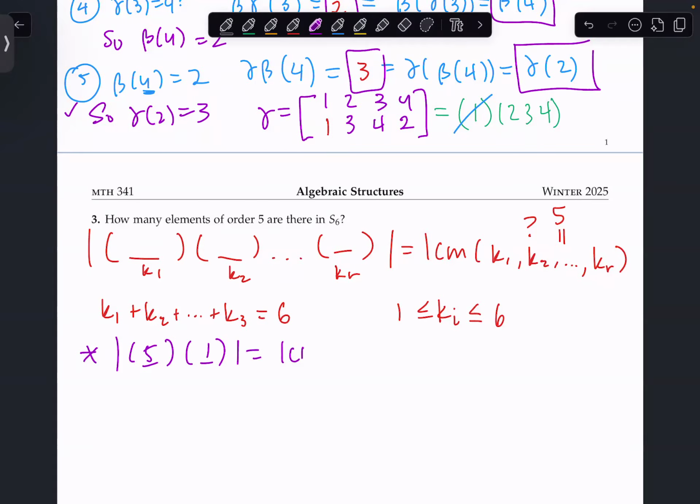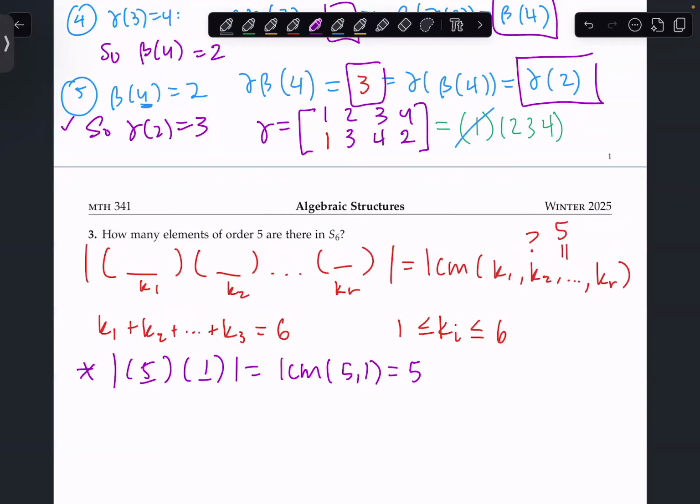For this, the LCM of 5 and 1 is 5. As soon as 1 shows up here, the least common multiple has to be the other number. And my 5 and 1 do actually add up to 6, so both things are true. Are there any other structure types that I can find with both of these properties in mind?